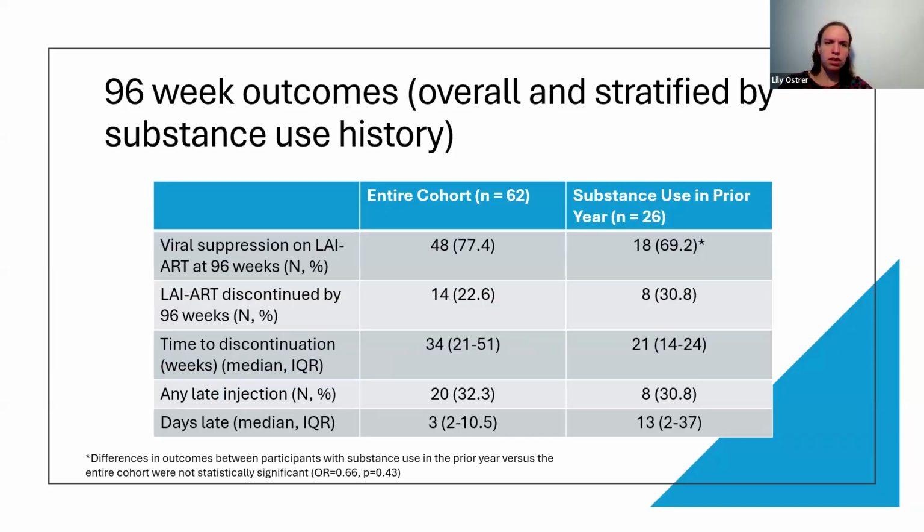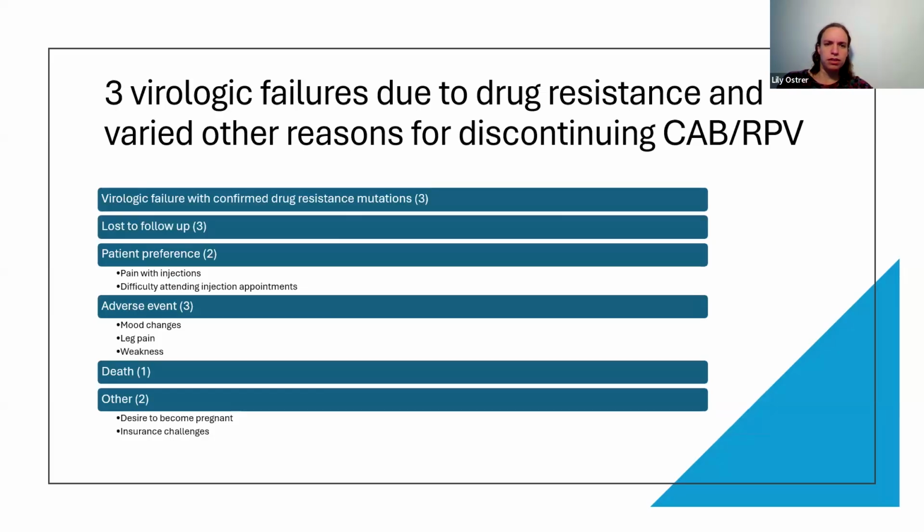So, our 96-week outcomes overall and stratified by substance use history showed that 77.4% of the cohort remained suppressed on long-acting ART at 96 weeks, and that among those with substance use, 69.2% remained suppressed on long-acting ART at 96 weeks. And there was not a statistically significant difference between the cohort with substance use versus the entire cohort. The mean time to discontinuation in the cohort overall was 34 weeks, and about a third of participants had a late injection.